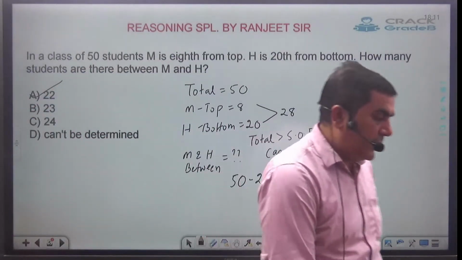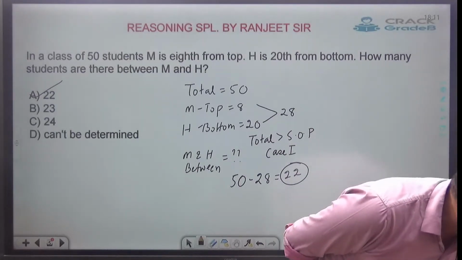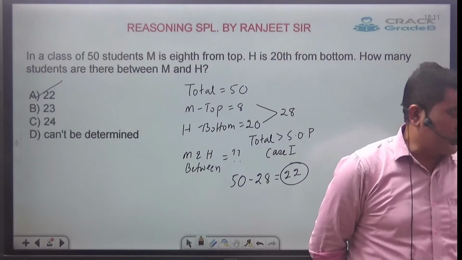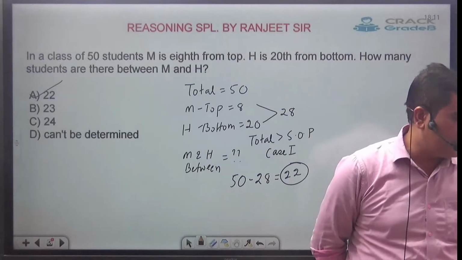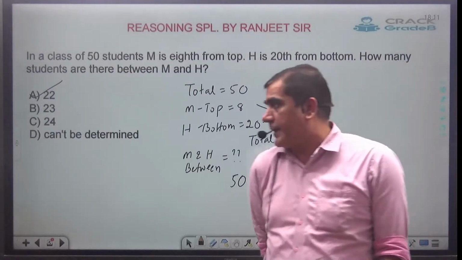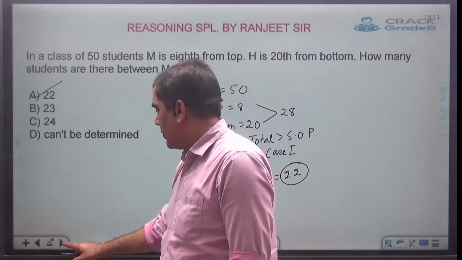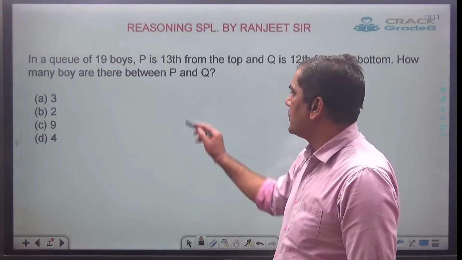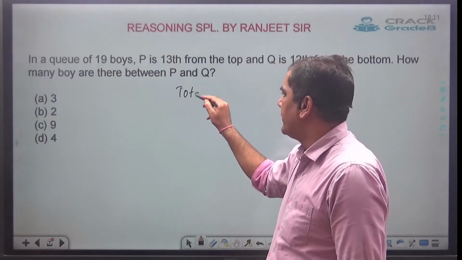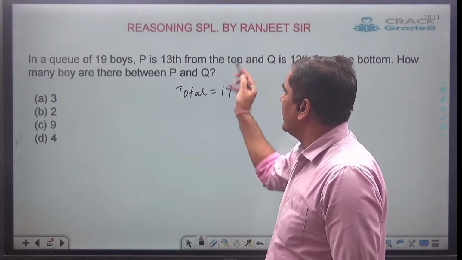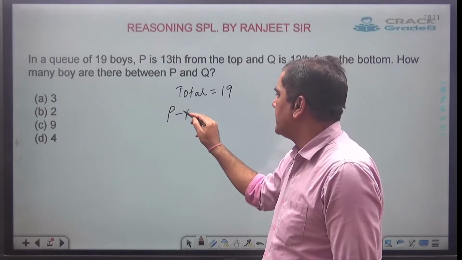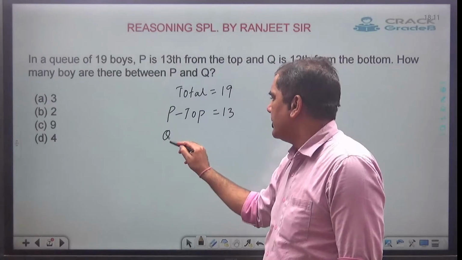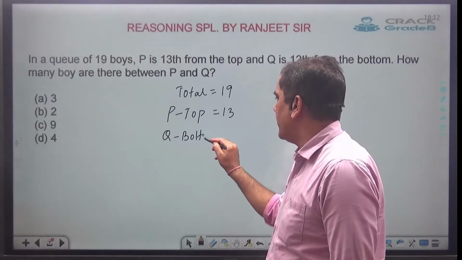Clear everyone? Anyone? Any problem? Clear? This part we have already discussed in the first video, ranking first video. Okay, next one. See here, in a queue of 19 boys, total is given to be how much? Total is given to be 19. Now P is 13 from top, so P position from top is given to be 13. And Q is 12 from the bottom. Q position from bottom is given to be 12.